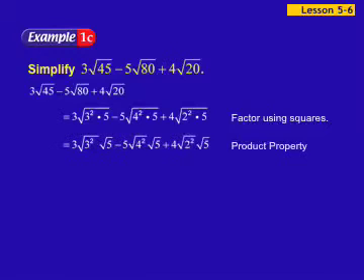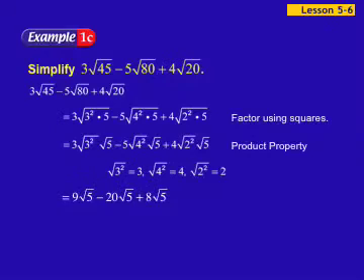Then we'll use the product rule to separate, and then we'll simplify the radicals that we can simplify. Square root of 3 squared is obviously 3, square root of 4 squared is 4, and the square root of 2 squared is 2. We'll replace those into our expression and then multiply. So in the first term, 3 times 3 will be 9 square root of 5. The second term would be 4 times the negative 5, or negative 20 square root of 5. And the last term would be 2 times 4, or 8 square root of 5.